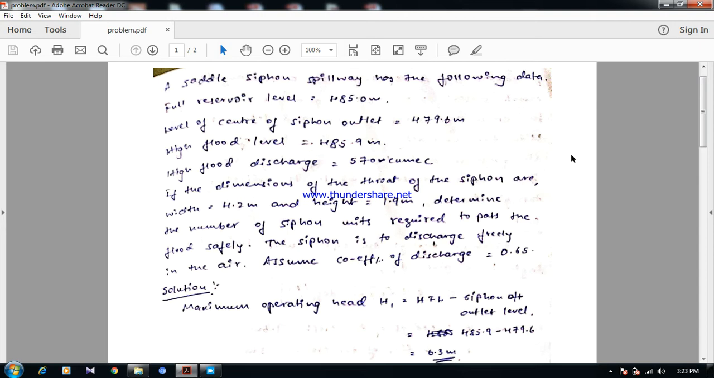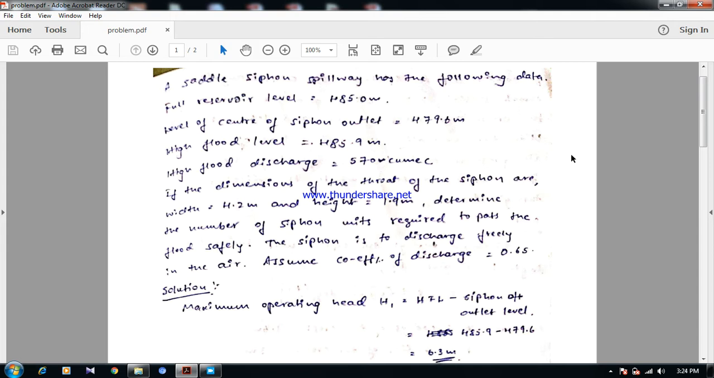The first problem. A siphon spillway has the following data. Full reservoir level is 485.0 meter. Level of center of siphon outlet is 479.6 meter. High flood level is 485.9 meter. High flood discharge is 570 cubic.